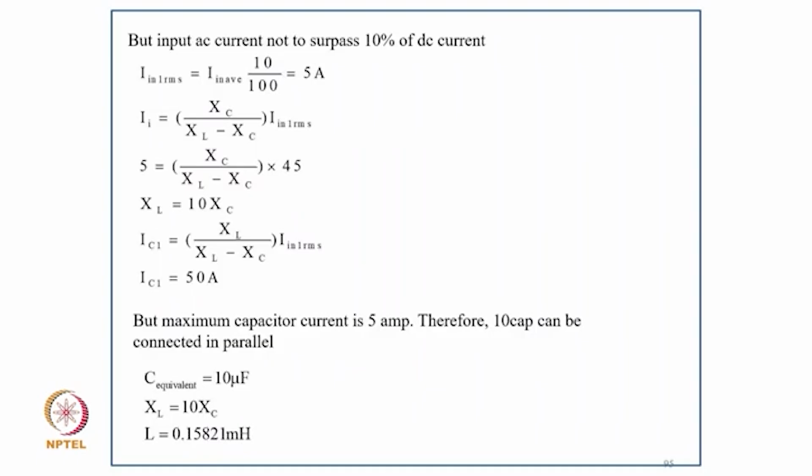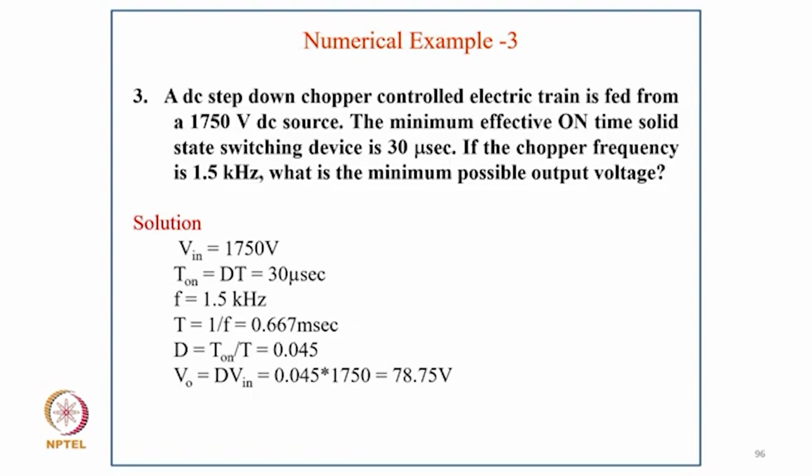Now the input AC current should not exceed 10% of DC current. So I in RMS is I average 10 upon 100, that's 5 ampere. IC upon I in RMS, putting the value 5, so X equal to 10 XC, and IC equal to XL upon XL minus XC into I in. So IC1 becomes 50 ampere, but maximum ripple current is 5 ampere, therefore 10 capacitors can be connected in parallel. So it's equivalent to 10 microfarad, so XL equal to 10 XC, so L comes 0.1582 millihenry.